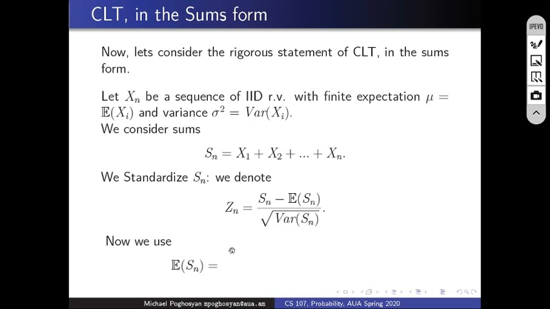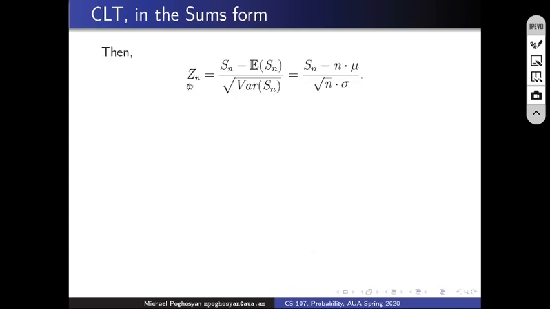Now if we calculate the expected value of Sn, it will be the sum of expected values, and because each expected value is mu, we will have n times mu. And the variance of this will be n times the variance because of independence. We have IID random variables. Variance will be n times sigma squared. Then we can write Zn as this ratio, Sn minus its mean over square root of the variance of Sn.